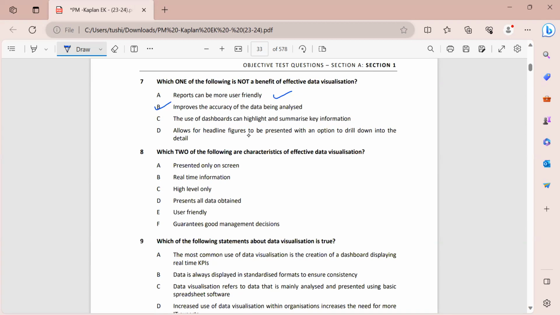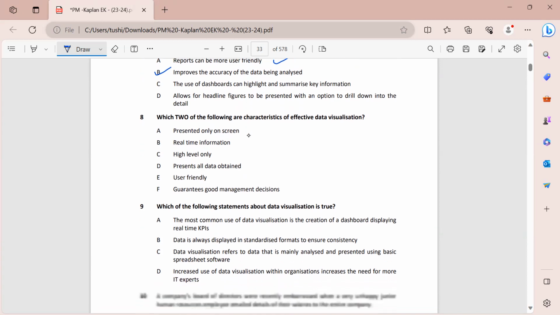When you are visualizing the data, you are visualizing the same data that you have collected. There is nothing that you are doing with the accuracy of the data. So accuracy is not improved, only the way how you see it gets improved. So that is why option B is the correct answer.